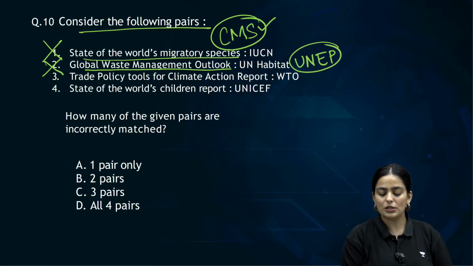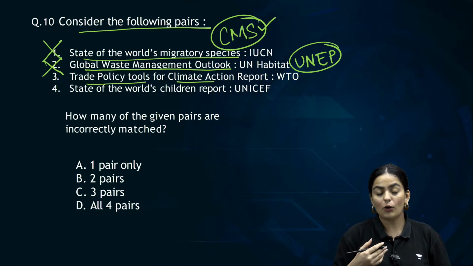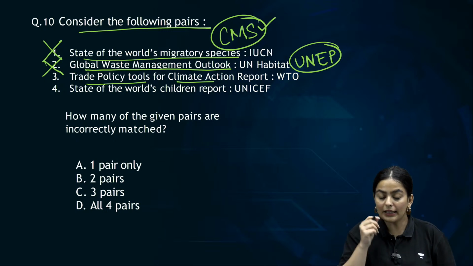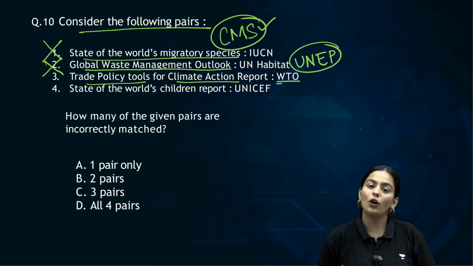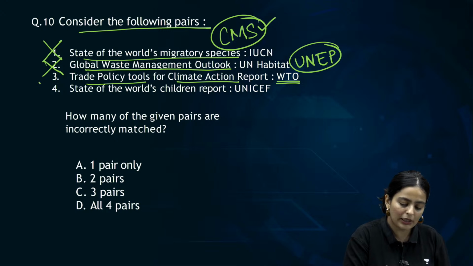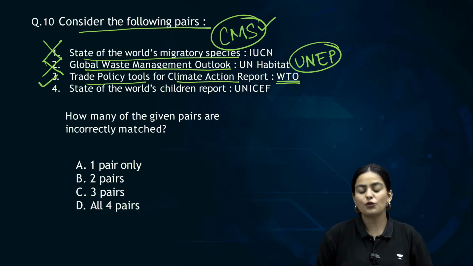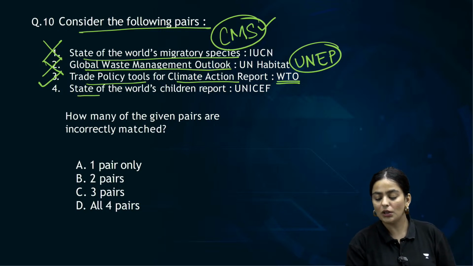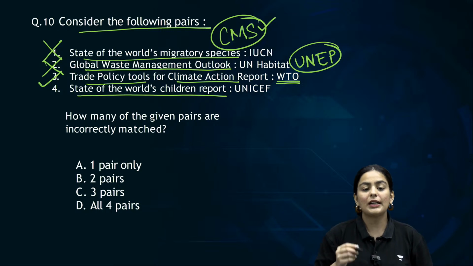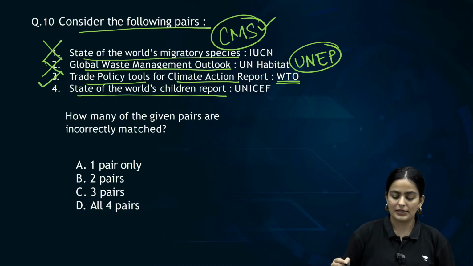Trade policy tools for climate action. How can trade particularly be more sustainable, can help with climate related targets? It is a report by WTO, World Trade Organization. Absolutely correct. Trade policy tools for climate action report. The fourth report is State of the World's Children report. State of the World's Children report is also by UNICEF.